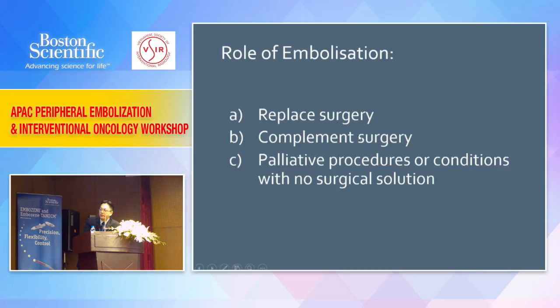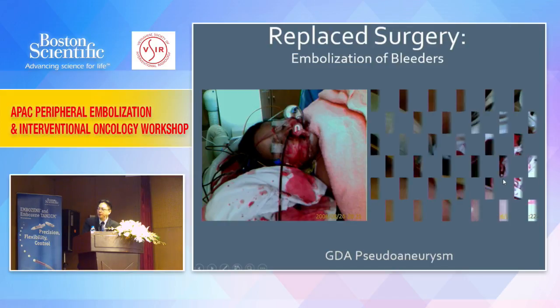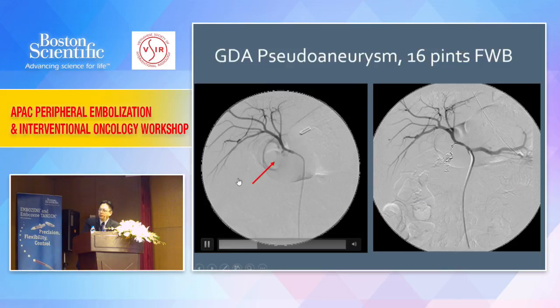One is to replace surgery, to complement surgery, and as a palliative procedure for a condition with no surgical solution. This obviously is one case usually managed surgically. Massive bleed. Rushed from another hospital after 16 pints of blood. Projectile vomiting of blood in the ER with an intubated patient, rushed to the angio room immediately, and up and down, all pouring out blood. And failed medical treatment, and we can't even do a scope because of this, so we took the patient to the angio room.